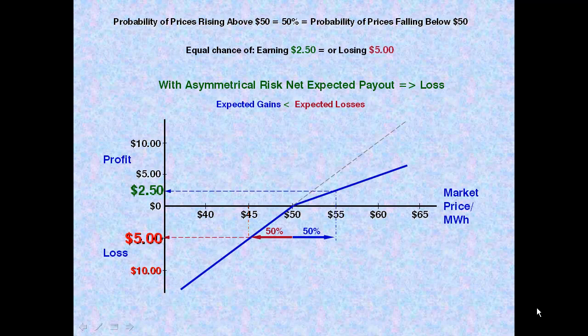That is, unless we're paid something to compensate us for this expected loss. Our compensation will come in the form of the receipt of an option premium. In this case, the asymmetry gave us unfavorable odds. This means we have sold the option, and therefore will be paid the premium.